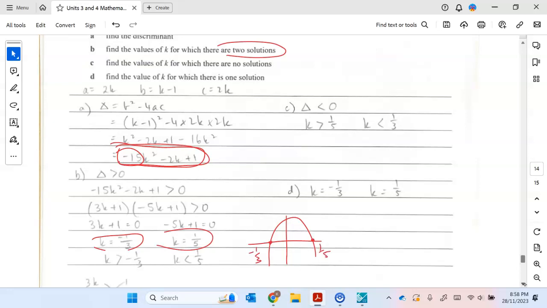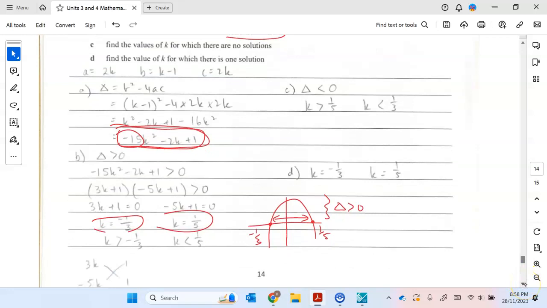So we want 2 solutions, and I probably haven't written it very well. I probably should write it differently. So basically, remember anything above is where your discriminant is greater than 0. So this interval between -1/3 and 1/5 is where we've got 2 solutions. I've written it as K is less than 1/5 and K is greater than -1/3. I should really write it like this. But I'd rather write it like that.